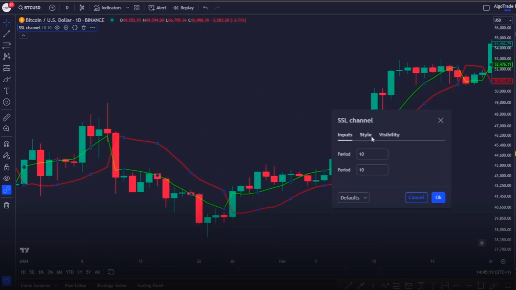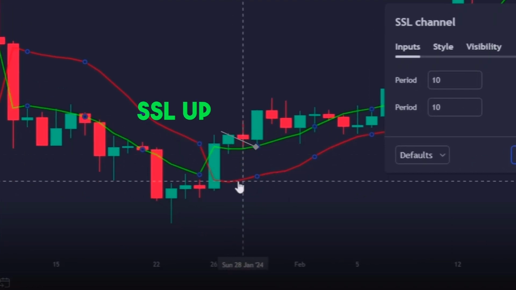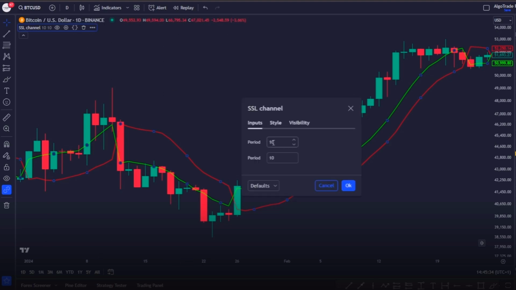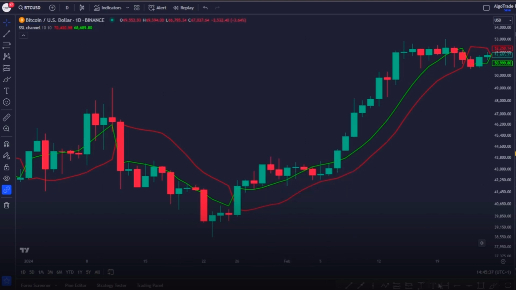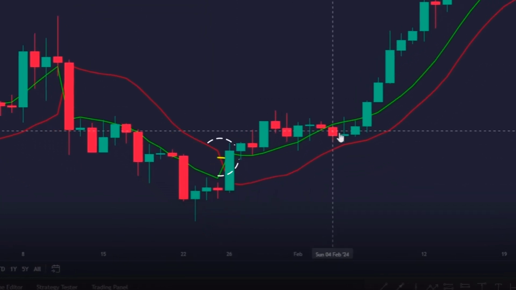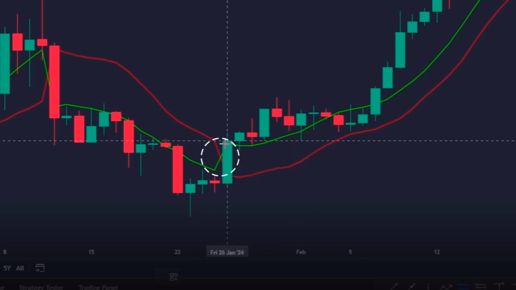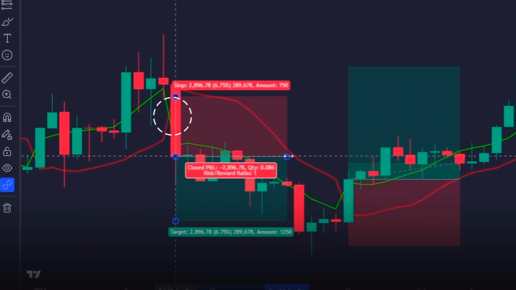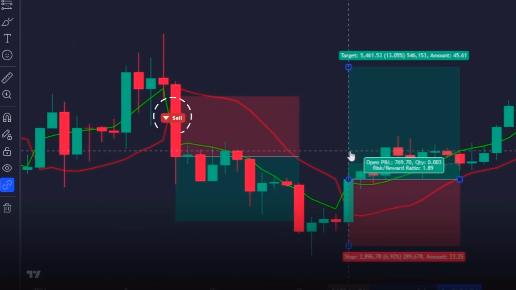This indicator consists of two main components, the SSL up, the green line, and the SSL down, the red one. Both lines are calculated based on the highest high and the lowest low of a specific period, 10 by default. Traders then use the crossing of these two lines to enter in positions. When the SSL up crosses above the SSL down, it is usually considered a buy signal, and when the opposite happens, it is considered a sell signal.